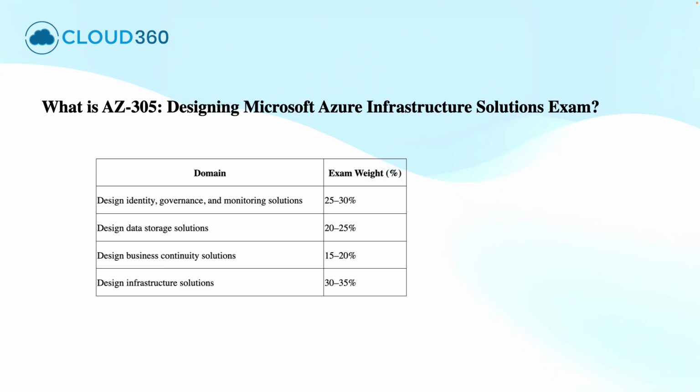The next domain is design infrastructure solutions, which is 30 to 35% of the exam. The largest chunk of the exam, this domain dives into networking, compute, and hybrid infrastructure. You will need to design secure and scalable virtual networks, plan for virtual machine architecture, and integrate with on-premises environments wherever required. So when studying, give extra attention to infrastructure and identity and governance since they make up the majority of the exam.